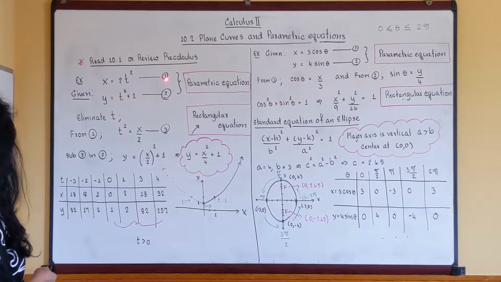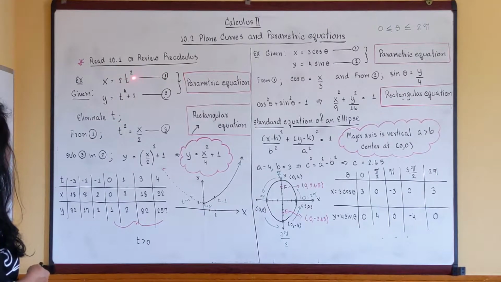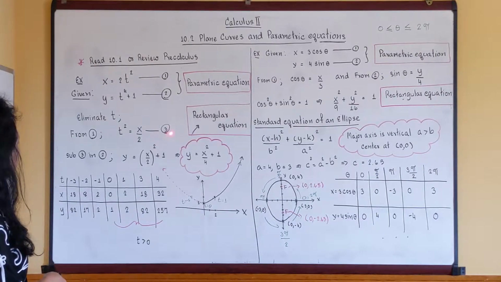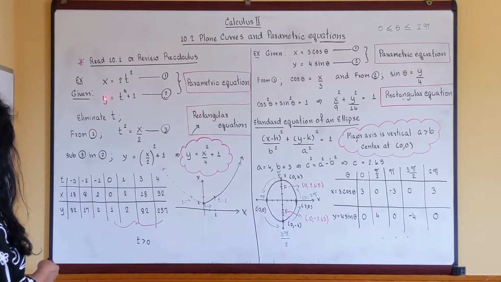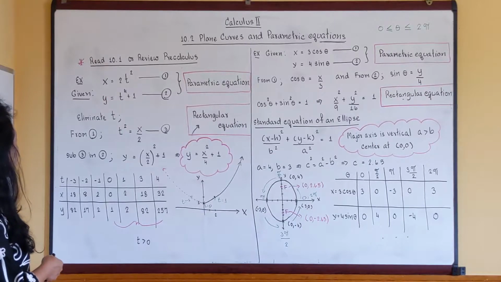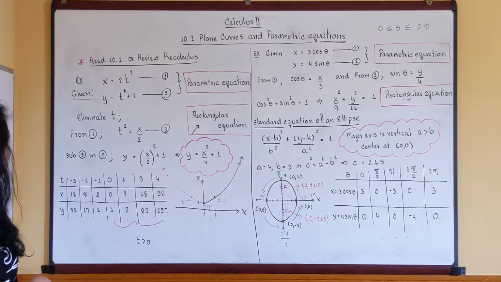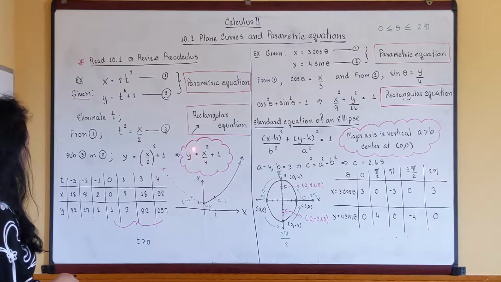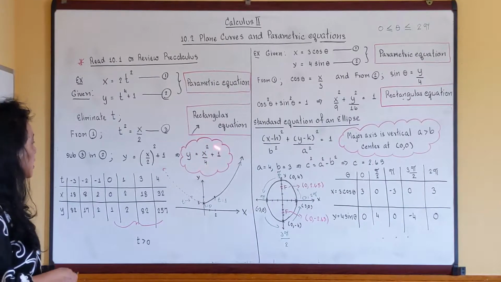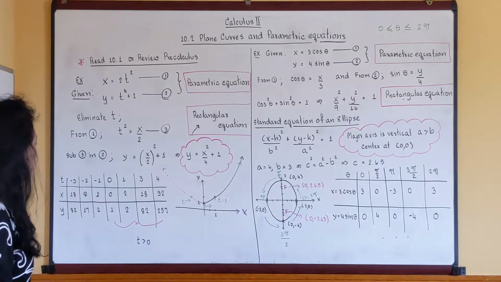So what I did is, from equation 1, I solve for t squared. My t squared is x over 2. Then I call it equation number 3, and I substitute it into the second equation. So I would have y equal, instead of t, I put x over 2 squared plus 1. All right. So my equation will be y equals x squared over 4 plus 1. This is called the rectangular equation.